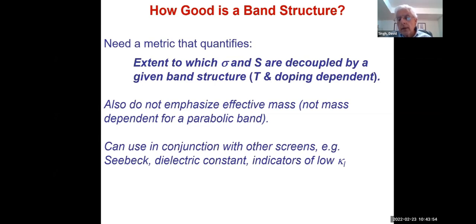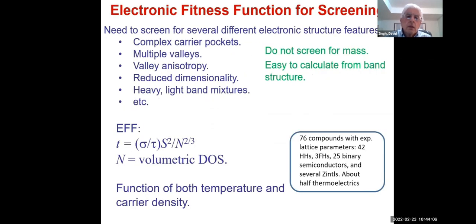What we know is that BoltzTraP allows us to do the transport integrals that go into those coefficients. It doesn't allow us to calculate directly the relaxation time. And so we decided to adopt a heuristic and see how that would work. We just wrote down some functions and tried them. And then we settled on this function, which we call the electronic fitness function.